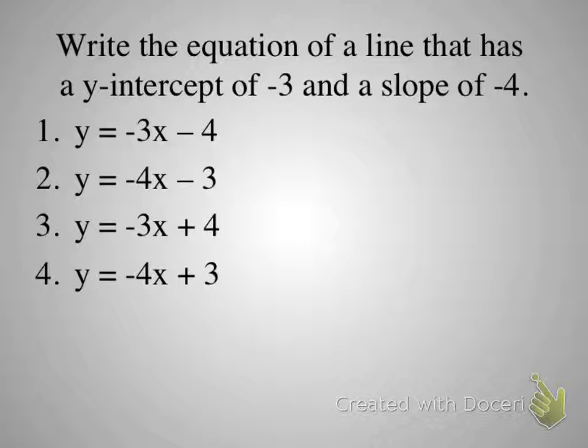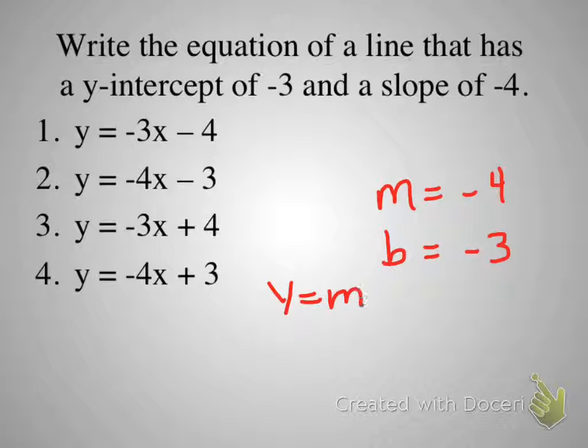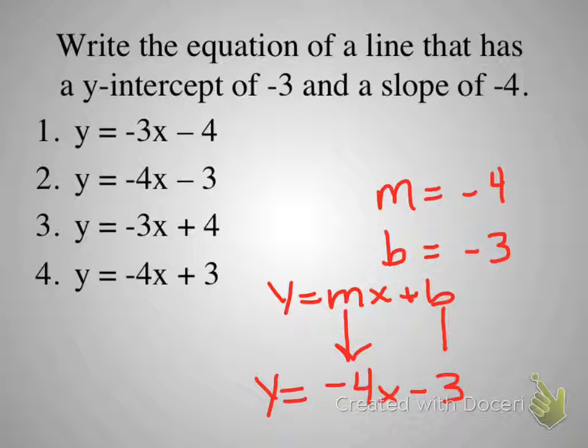All right, so we're going to write the equation of a line that has a y-intercept of -3 and a slope of -4. So again, we know the two things we need to know. m is equal to -4. b is equal to -3. Substitute them into this form. So we would have our -4x. And since this is a -3, I'm going to go ahead and write -3, and y is equal, which makes it very obviously the second choice.